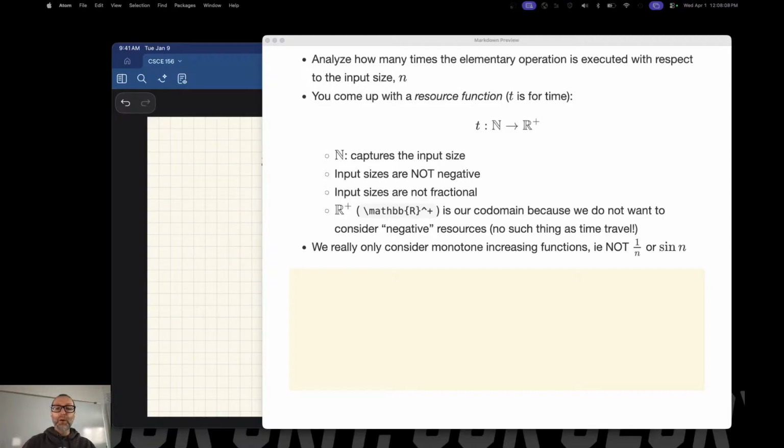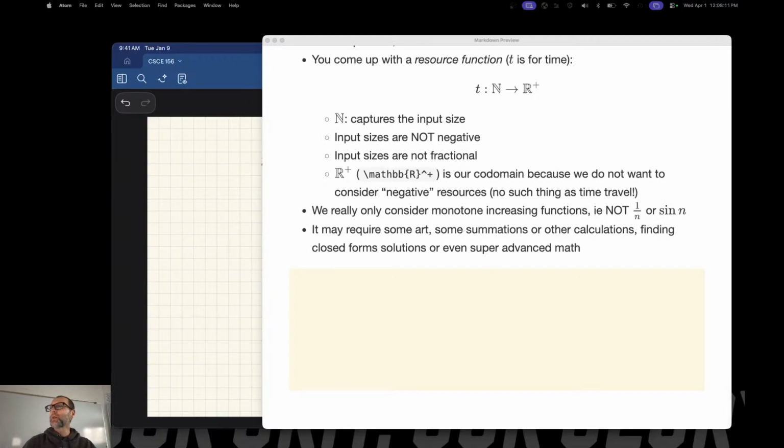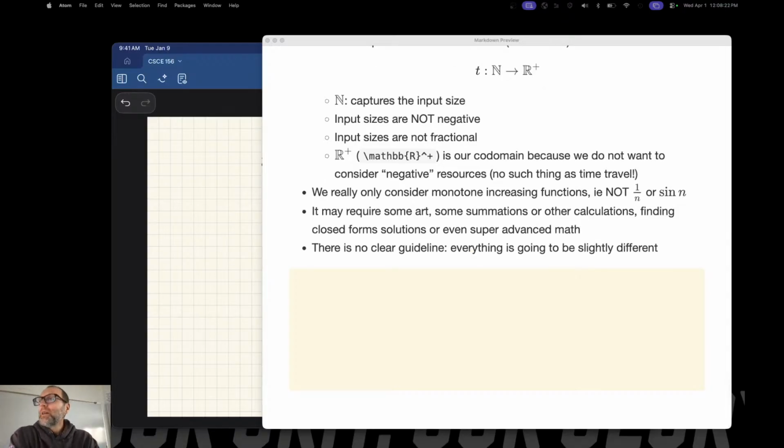Actually analyzing this might require a little bit of art, maybe some summations or other calculations, finding closed form solutions, or even super advanced math. You won't be doing any super advanced math for this class. There is no clear guideline I can give you. Everything is going to be slightly different when you analyze something. Most of the stuff that you'll see is pretty straightforward. But otherwise, there are entire papers that take 30, 40 pages just to analyze one algorithm, and they use super advanced techniques just to get the exponent down by 1/100th of a value or something.